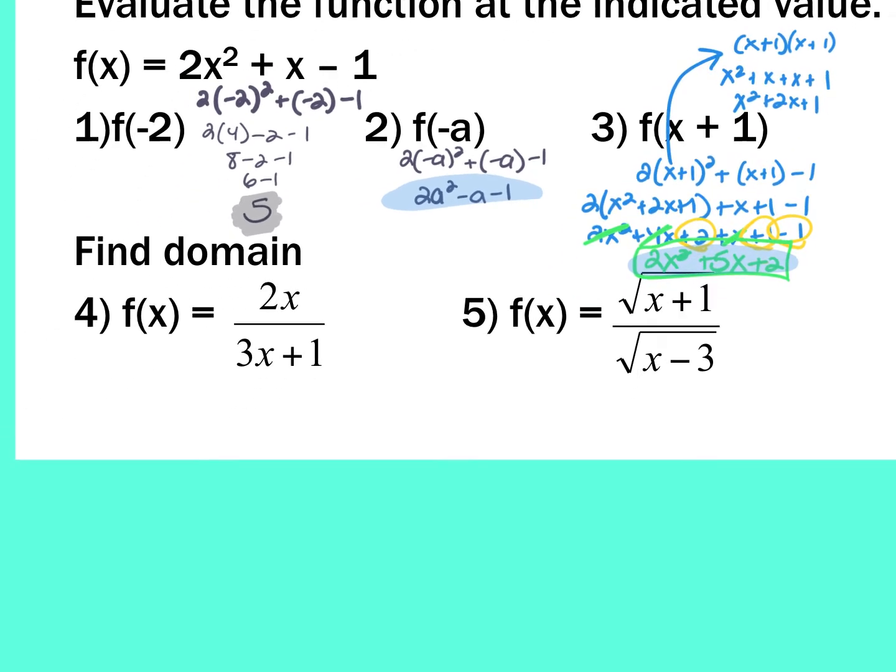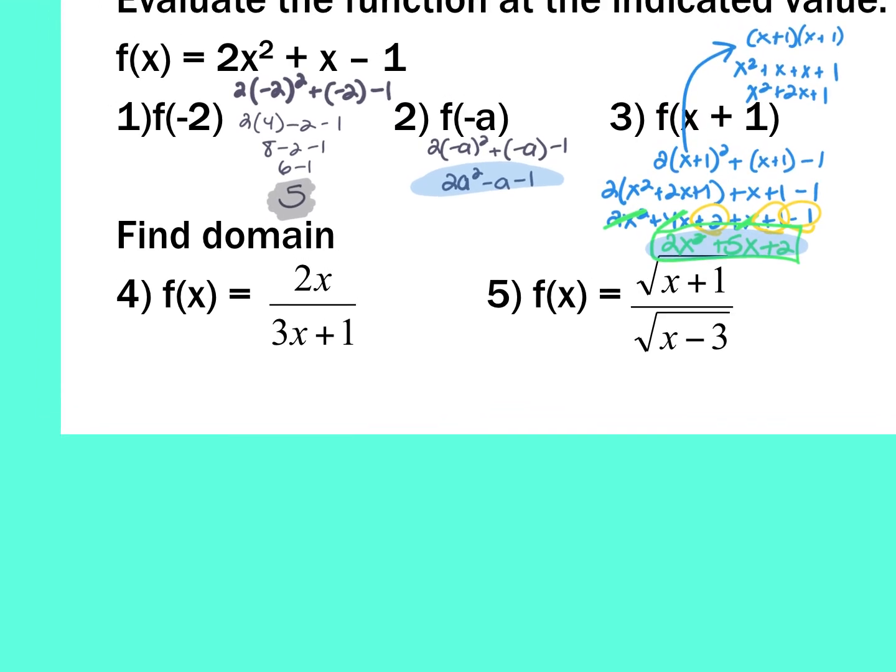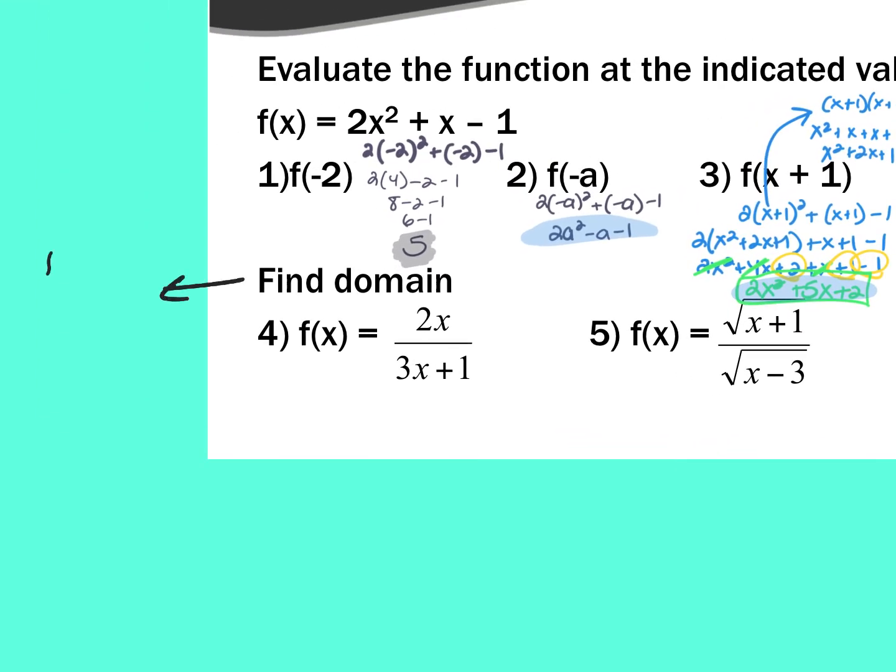Okay, then domain. And remember that there's 3 things you look for in domain. If there's a variable in the bottom, and if that's the case, we set that not equal to 0. If there's a variable under a square root, and if that's the case, we set that greater than or equal to 0. And if there's a variable underneath the square root in the denominator, we set it greater than 0 because now it can't be 0 either. If it's not one of those cases, like the first one under this section in the homework, your answer is all real numbers. There is no restriction, okay?